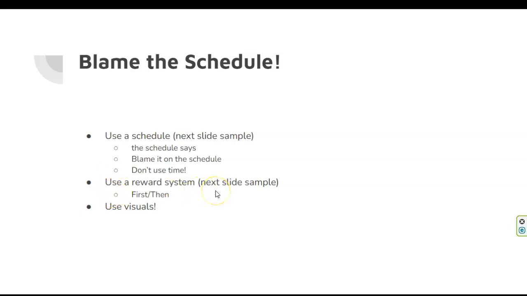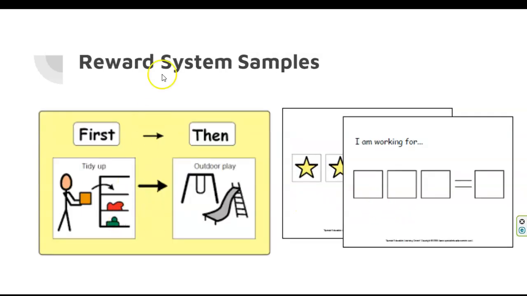Use a reward system. So let's look at what that reward system looks like. First, then. This is typically for a student who really struggles with transition or those early years where they're learning schedules. I always start with first, then. First, we clean, then we go outside to do play. First, we do math, then we do reading. First, we do math, then we take a break.